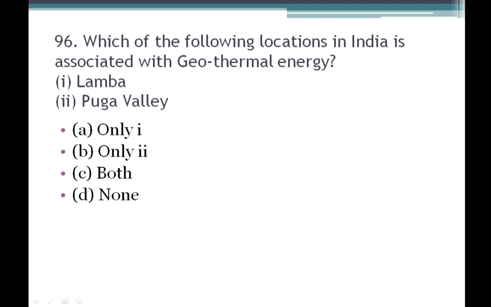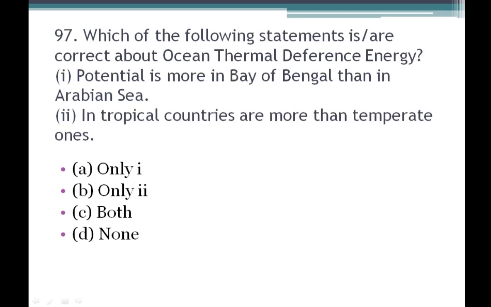Question number 96. Which of the following locations in India is associated with geothermal energy? Number 1, Lamba. Number 2, Puga Valley. The correct answer is option B, that is only 2, Puga Valley. Question number 97. Which of the following statements is or are correct about ocean thermal difference energy? Number 1. Potential is more in Bay of Bengal than in Arabian Sea. Number 2. In tropical countries are more than in temperate ones. The correct answer is option C, that is both 1 and 2.